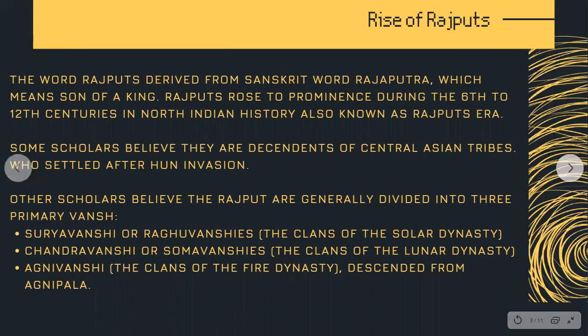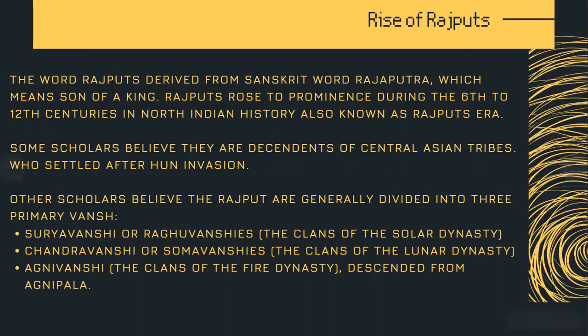So firstly, let's talk about rise of Rajputs, right? So now, students, Rajput was derived from a Sanskrit word known as Rajputra, means son of a king. Now, Rajputs, basically, students, primarily they rose to prominence. They became very prominent, right? Got a lot of fame in the 6th and the 12th centuries, right? And in the North Indian history, particularly, it is known as the Rajput era because all the kingdoms, all the dynasties that were flourishing were by Rajput kings and emperors, right?